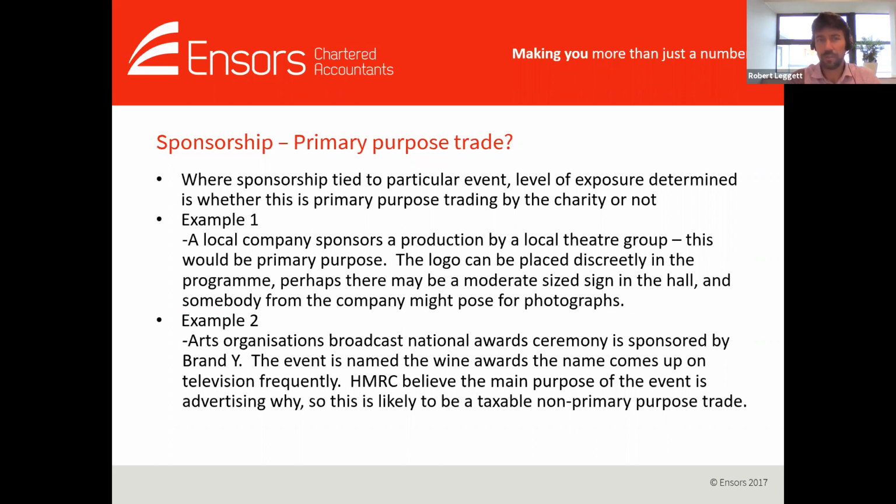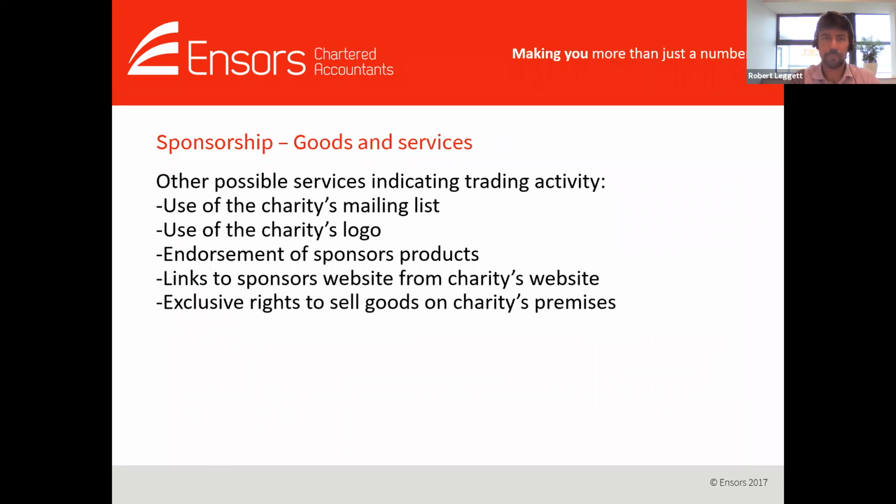But in example two, we've got a nationally broadcast awards for an arts organisation. It's sponsored by brand Y. Ultimately, there's a lot of exposure there. The name comes up on television frequently, and HMRC are likely to believe that the main purpose of the event is advertising. And so that's likely to be taxable non-primary purpose trade.